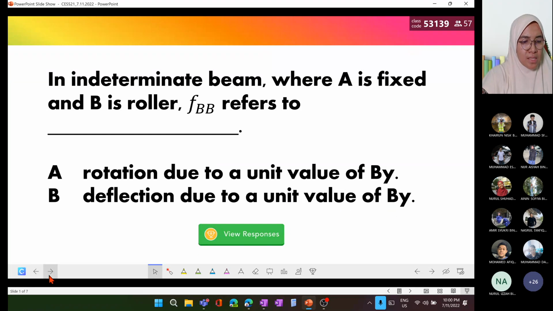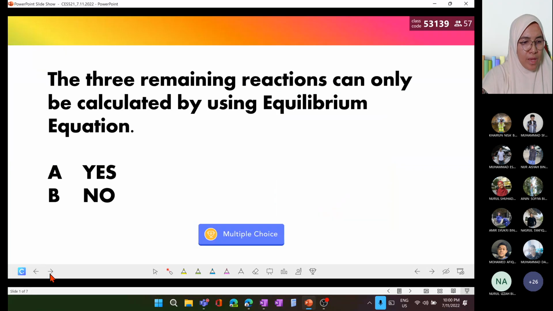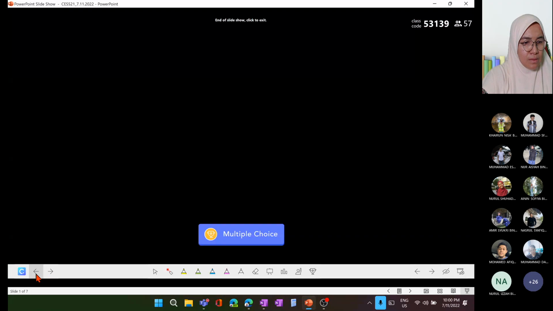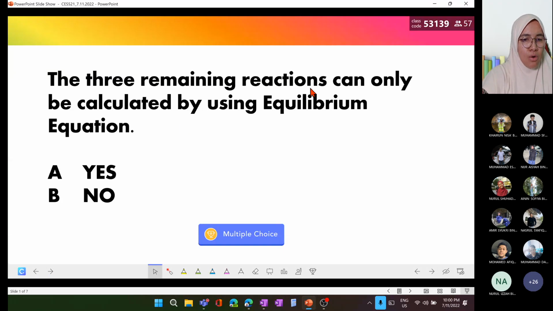Okay, so next, we will see if we have another question. Okay, last question. Read the question carefully. The three remaining reactions can only be calculated by using equilibrium equation. Choose yes or no.